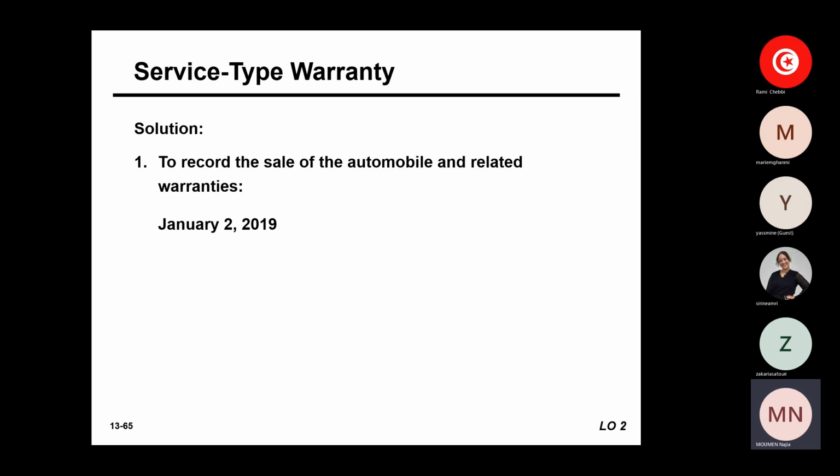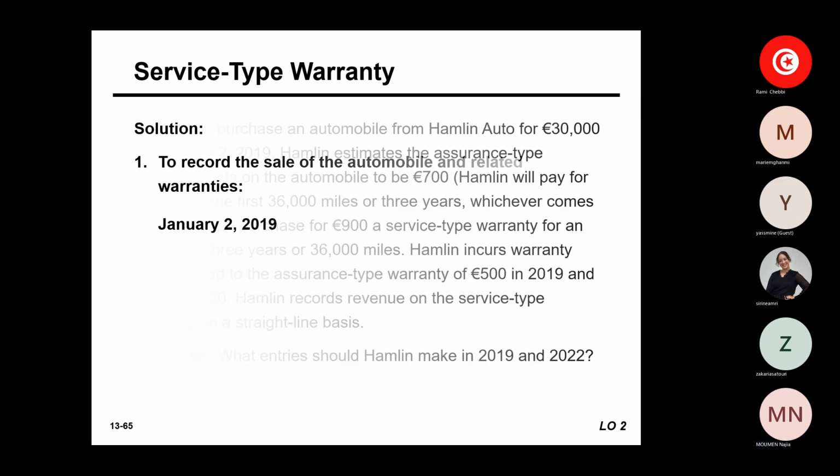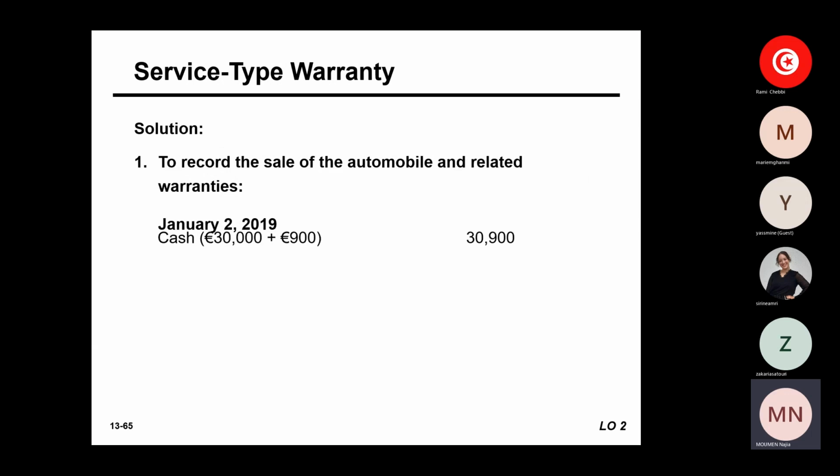The first one: let's record the sale of the automobile. It was on January 2nd. We have the sale of the automobile for $30,000. So we have some cash, and cash was collected for the sale of the automobile, but also for this service type warranty, the additional amount that I collected from customers. So I collected 30,900. Among the 30,900, I have 30,000 as sales revenue, and I have 900 as unearned warranty revenue. So this was collected on January 2nd.